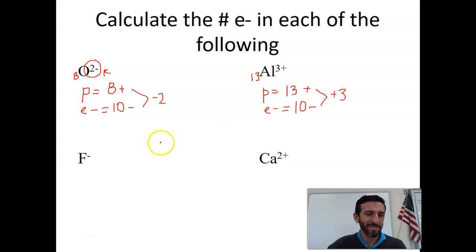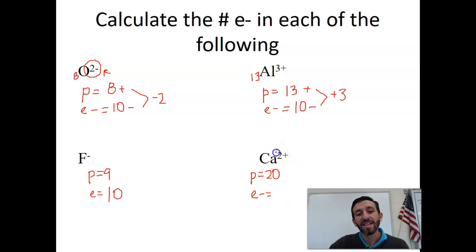Okay, here we go. So fluorine is atomic number 9. And then because it's negative, that means I gained 1 electron. So this should be 10. Calcium is atomic number 20. And then if I have a +2, that means I lost 2 electrons. So I've got 18 electrons. And that's it.